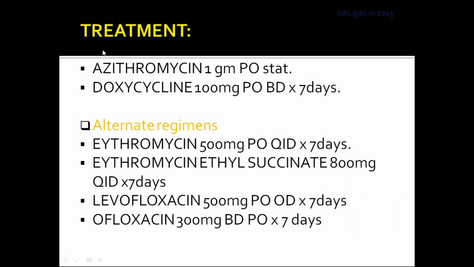Treatment is again most commonly azithromycin, or doxycycline 100 mg orally twice daily for 7 days. An alternative treatment is erythromycin. Erythromycin can be used in pregnancy also, 100 mg QID for 7 days.